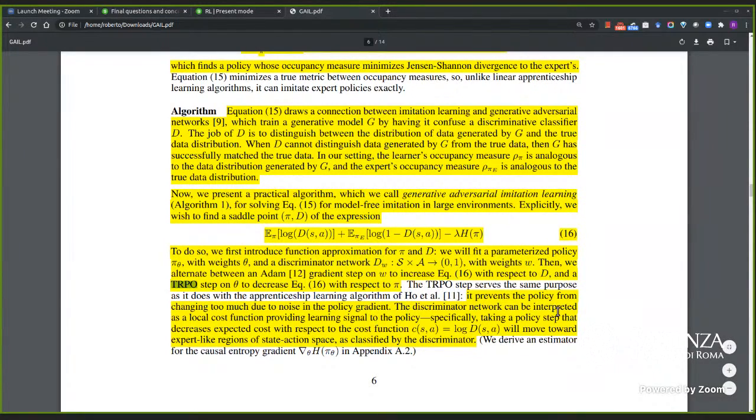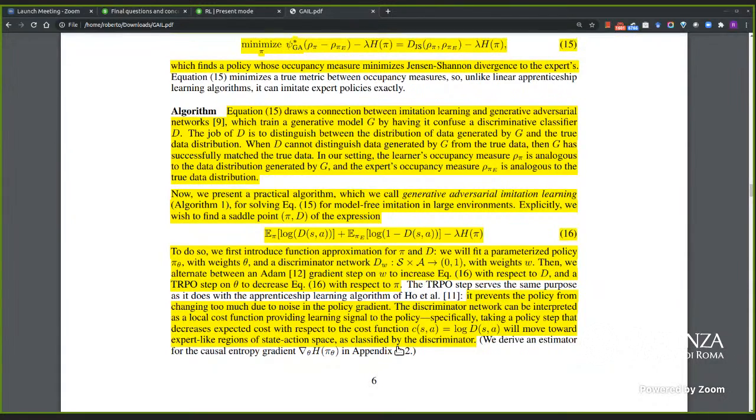The discriminator network can be interpreted as a local cost function, providing a learning signal to the policy, and specifically taking a policy step that decreases the expected cost with respect to the cost function equal to the logarithm of this D. And it will move towards expert-like regions of state action space as classified by the discriminator.